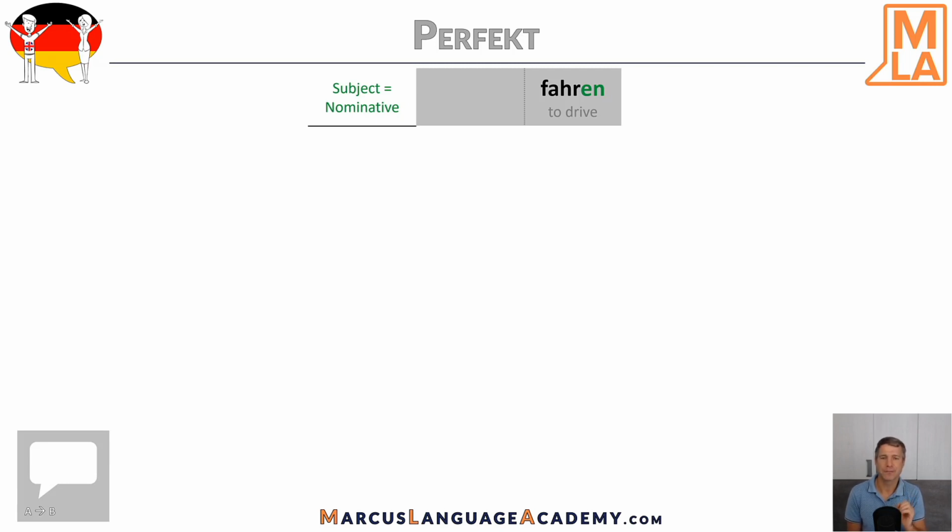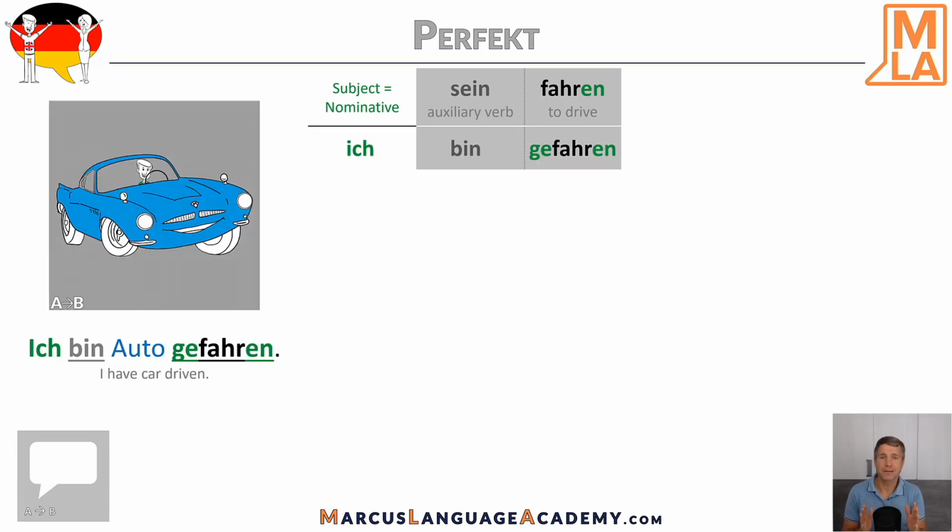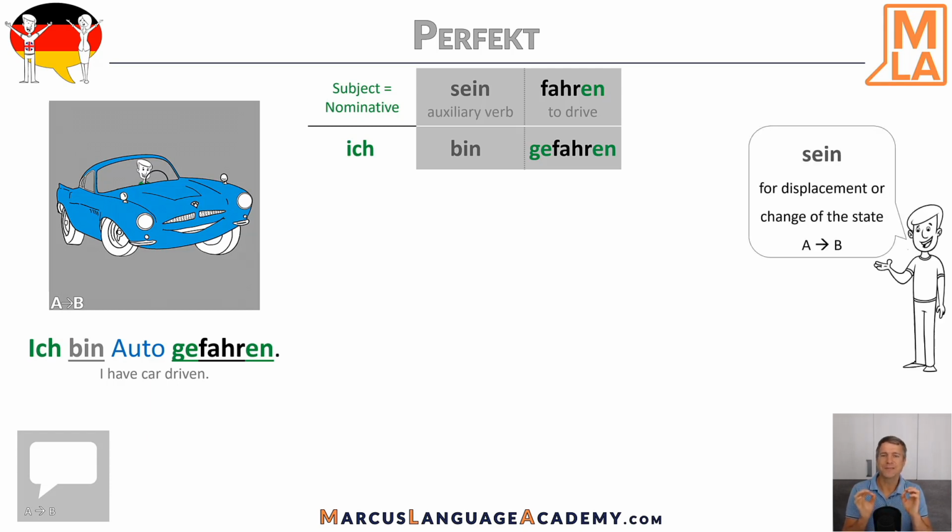But let's look at another verb. Fahren, to drive. This verb, to our surprise, uses the auxiliary verb sein. And the first person singular is the following. Ich bin gefahren. Ich bin Auto gefahren. I have car driven. Sounds a little bit weird, but okay. So here we use the auxiliary verb sein for displacement or change of state. And the AB symbol is to remind us of this. And almost all the participles here end in en. So the rest is like this.